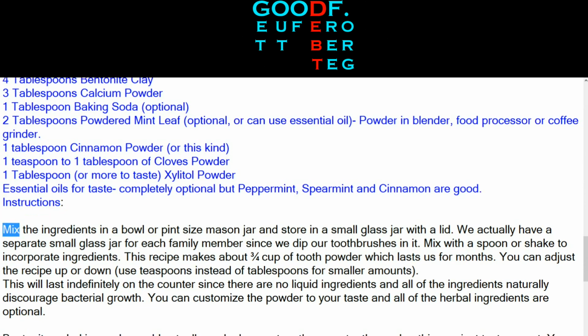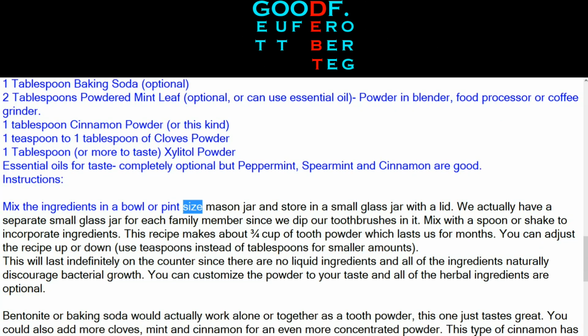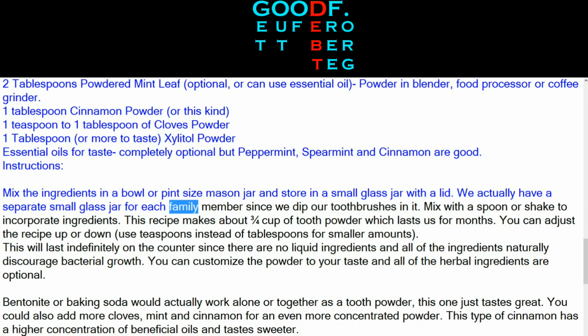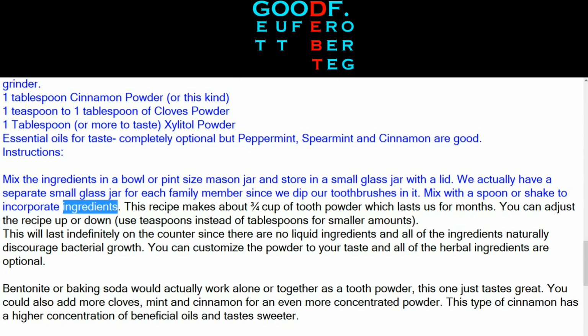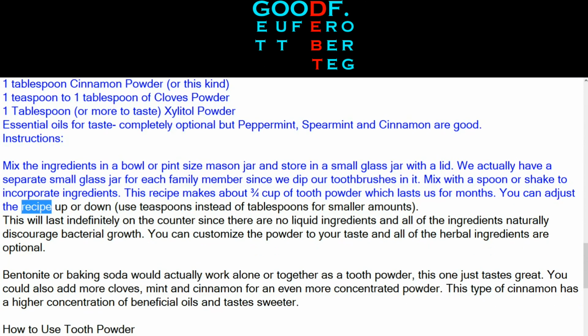Instructions: mix the ingredients in a bowl or pint-size mason jar and store in a small glass jar with a lid. We actually have a separate small glass jar for each family member since we dip our toothbrushes in it. Mix with a spoon or shake to incorporate ingredients. This recipe makes about 3/4 cup of tooth powder which lasts us 4 months. You can adjust the recipe up or down, use teaspoons instead of tablespoons for smaller amounts.